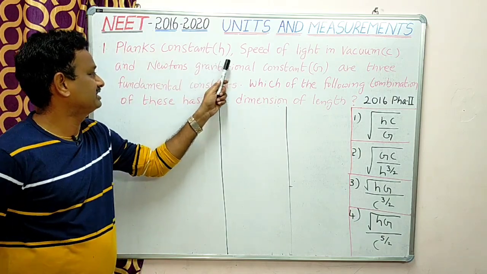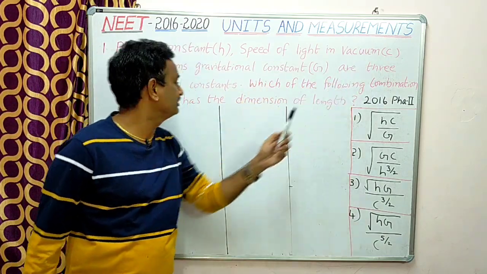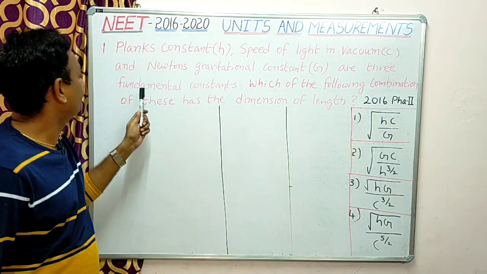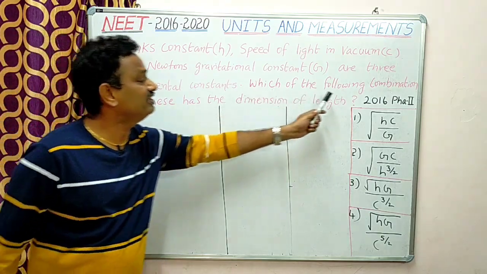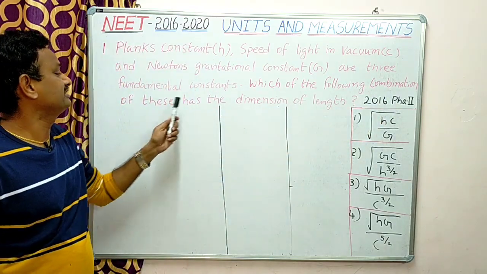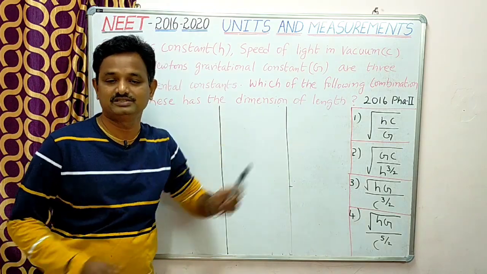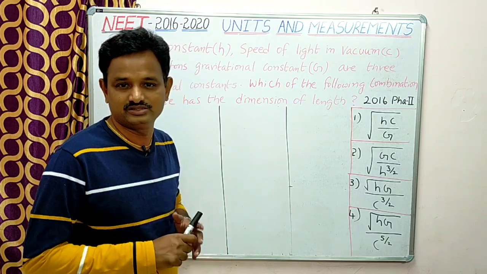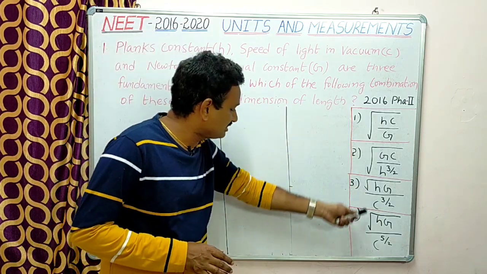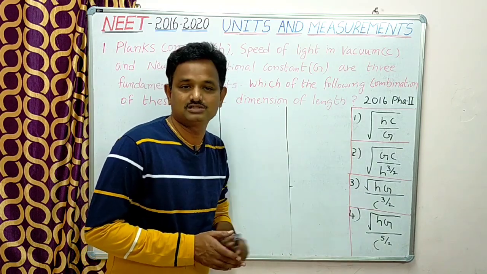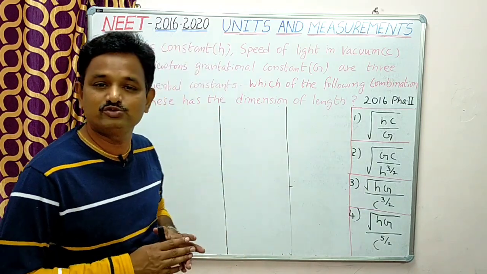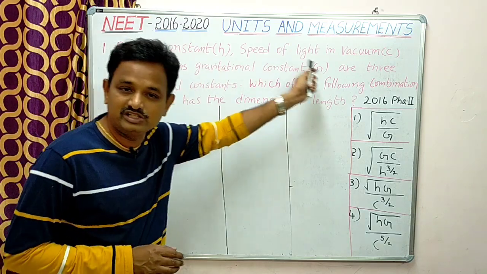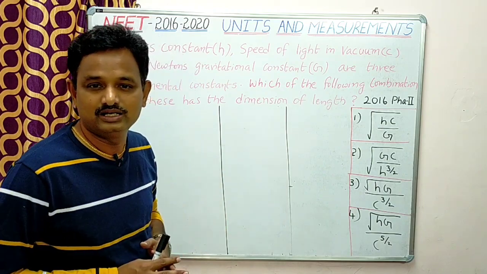Planck's constant h, speed of light in vacuum c, and Newton's gravitational constant g are three fundamental constants. Which of the following combinations of these has the dimensions of length? From the given options, we need to find which combination gives the dimensions of length. So first of all, I will write the combination of these constants equal to the length.